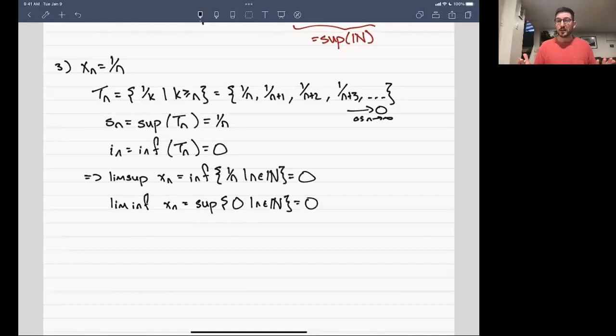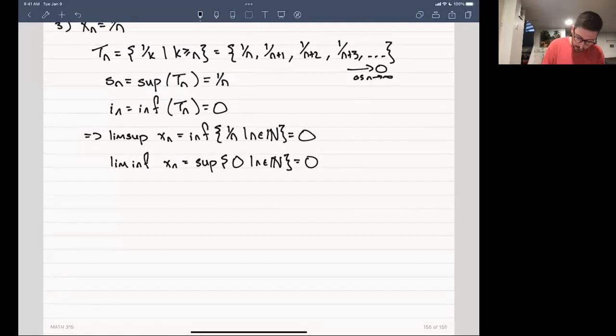Now, this is kind of interesting, right? Because we know that this sequence converges to 0. But we saw also that the lim inf and the lim sup are equal to 0. So there should be some sort of tangling between the lim sup and the lim inf. And that's what we're going to do for the final theorem of the day. This theorem says that if you have a convergent sequence, then the lim inf and the lim sup are equal to the limit of that thing.